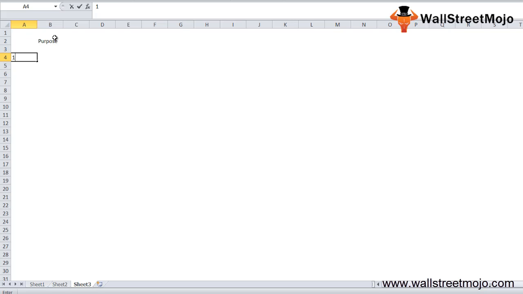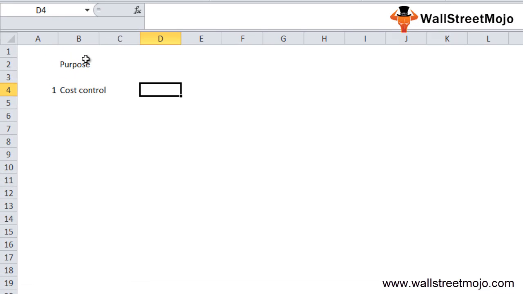The purpose of cost accounting is as follows. First, it is used for cost control. The first function of cost accounting is to control the cost within the budgetary limits or the budgetary constraints management has set for the particular product or service. This is very important since management allocates limited resources to particular projects or production processes.